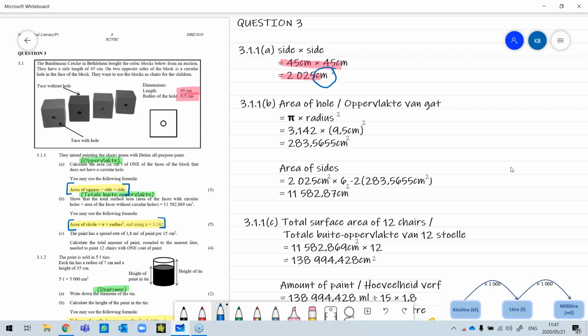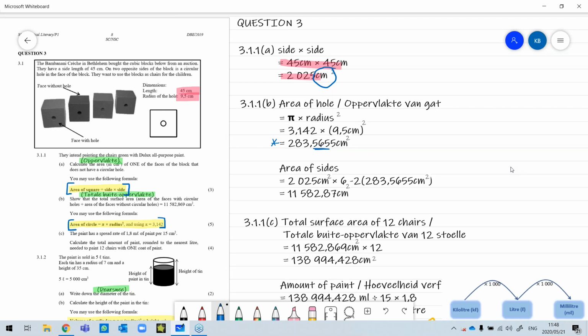So your first step will be to determine what the area, die oppervlakte van daai circle is, the area of that circle that is cut out. And we are going to make use of the formula provided. So pi times radius to the power of 2, you substitute in the radius, which is 9,5 centimeters, and you type this into your calculator to give you an answer of 283,5655. Once again, the reason why I did not round off is because we are going to use this value in further calculations and we are only going to round off our final answer.